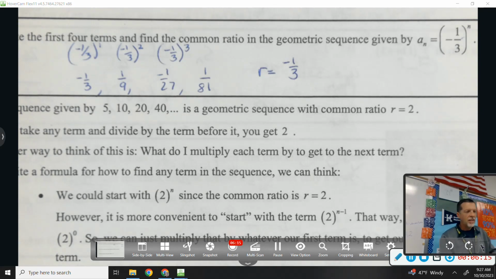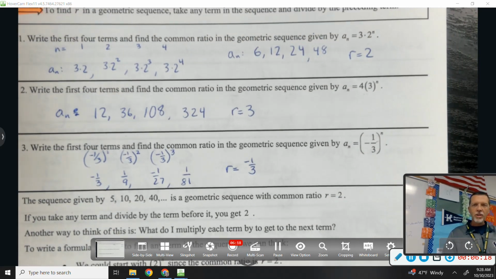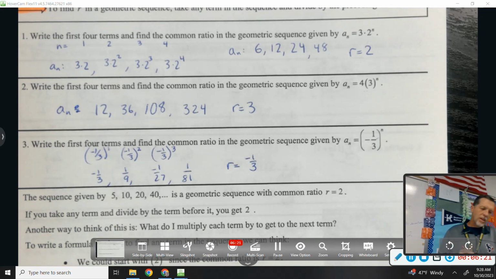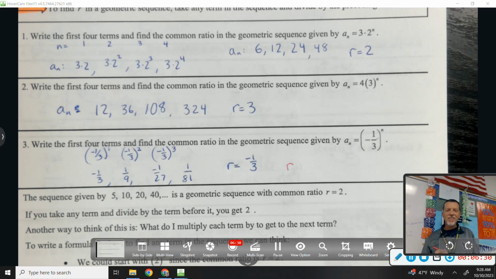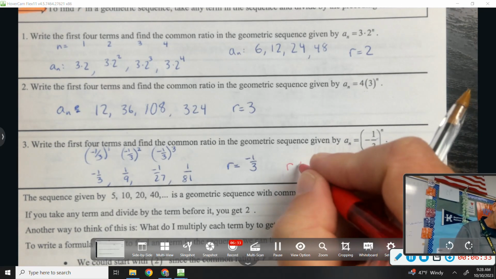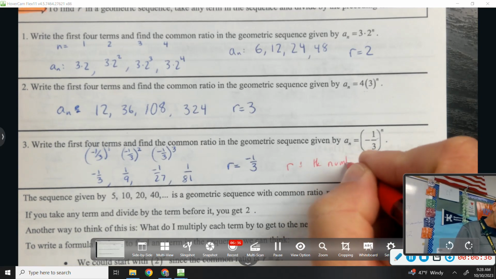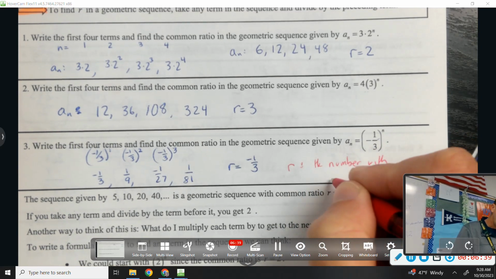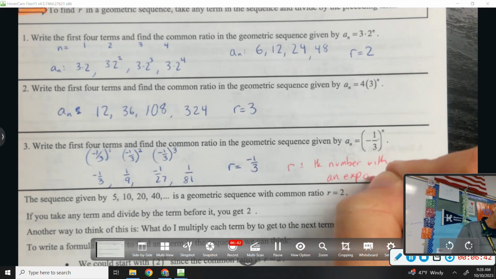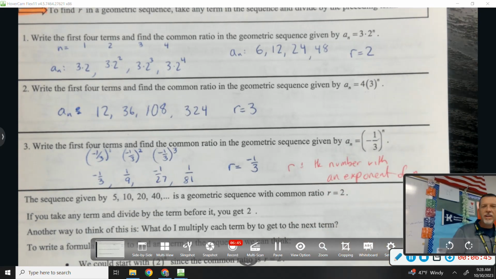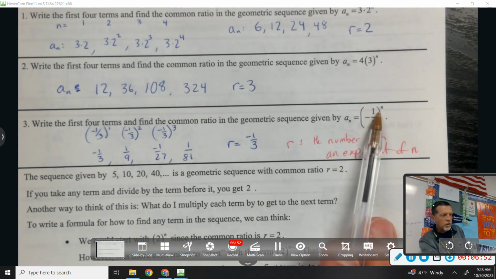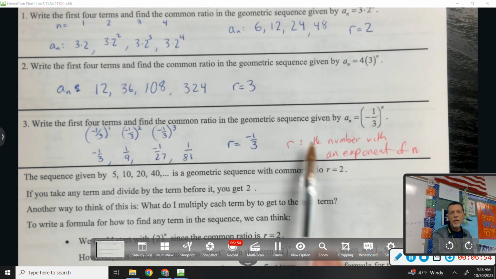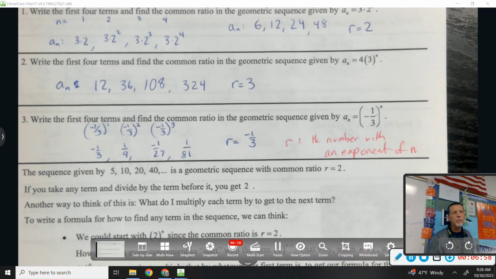Negative 1/3. And so look back at those 3 examples, and can you figure out what R is? It's just the number with the n. Okay, the number with an exponent of n. Throw in one extra word there. But yes, it's the number that's getting raised to a power. That would be the R, because that exponent determines how many times you multiply, and so that makes whatever has the exponent the common ratio.